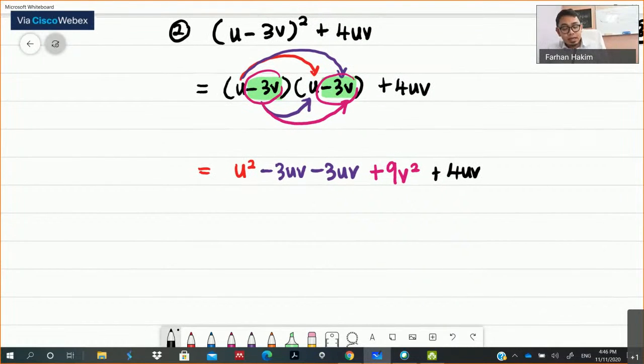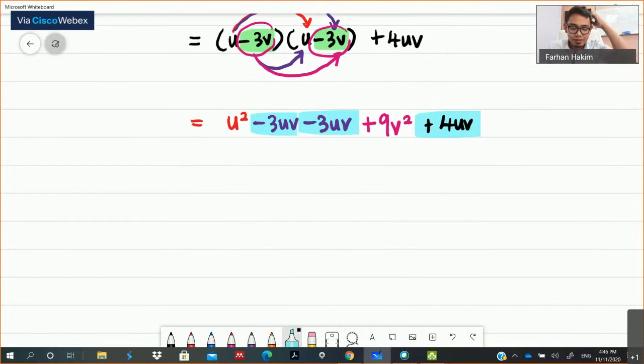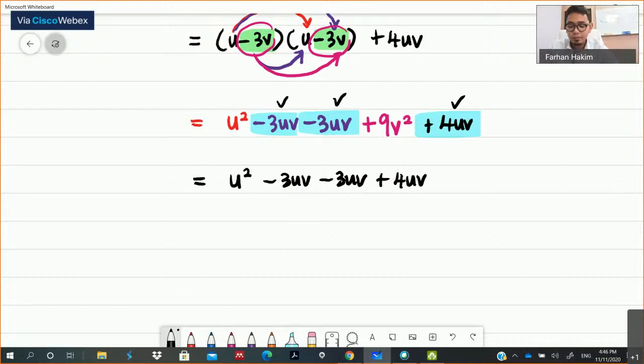Okay, dekat belakang ada plus 4uv. So now, kita cari yang mana yang sama gang dia. Alright, so negative 3uv minus 3uv plus 4uv. Itu yang like terms, yang sama gang. Alright, so now I'm going to rearrange this. So I'll just write u squared. Negative 3uv minus 3uv, saya dah tulis yang ini, and this one plus 4uv. Dekat belakang ada plus 9v square. Kira lah kalau takut salah kan. Ada 1, 2, 3, 4, 5 term. Ada 5 term. Betul lah.